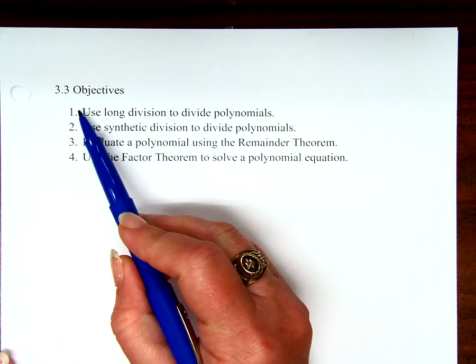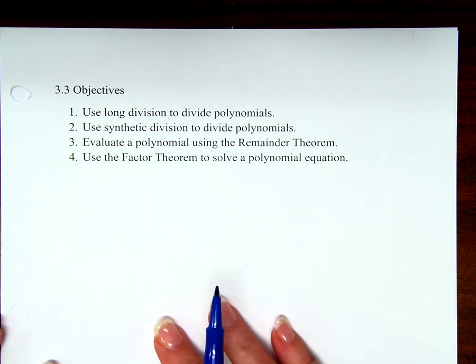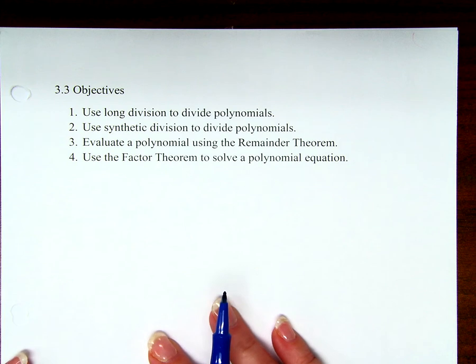Okay. Number 1, use long division to divide polynomials. Number 2, use synthetic division to divide polynomials. Number 3, evaluate a polynomial using the remainder theorem, and use the factor theorem to solve a polynomial equation. Okay? You ready? Long division.